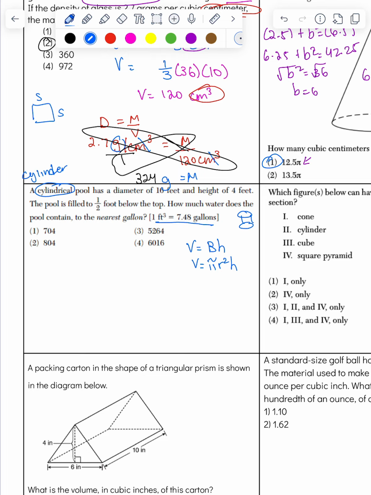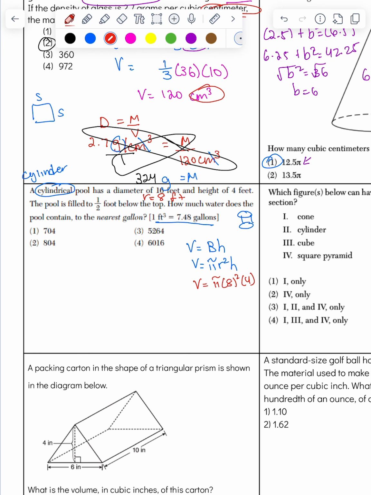I'm going to leave that there for when we need it. The pool has a diameter of 16 feet, so that means the radius is half of that. The radius is 8 feet. And a height of 4 feet. So already, we're all in the same units, feet and feet. I can plug in to my volume formula. My radius is 8, and my height is 4.